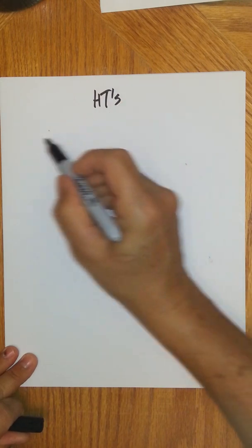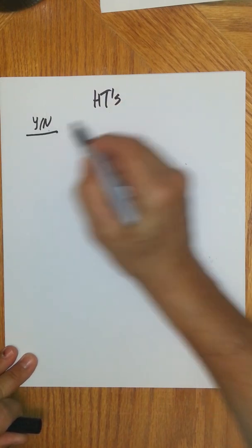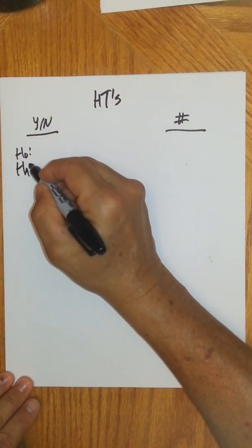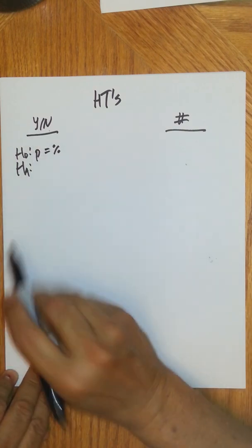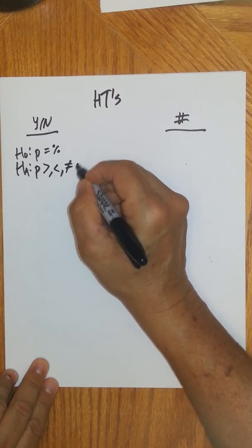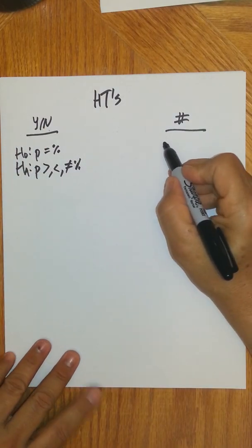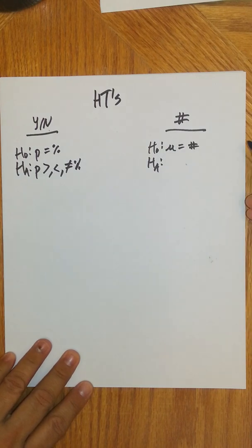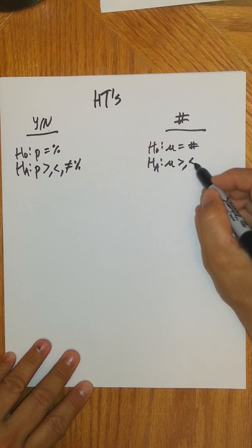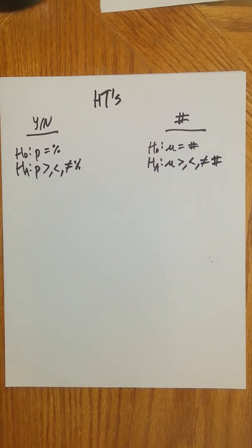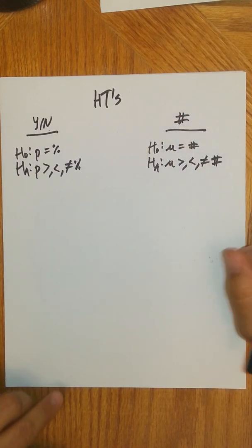And for hypothesis tests, for a yes-no trait versus a numerical trait, you would write for the null versus the alternative, p equal to a percent, because again you're measuring a yes-no trait with a proportion. Then you'd say p is either greater than, less than, or not equal to that same percent. Well, with a numerical trait, you'll be saying mu equals a number, or mu is greater than, less than, or not equal to that same number, because we're looking at a numerical trait, and so an average is what measures a numerical trait.